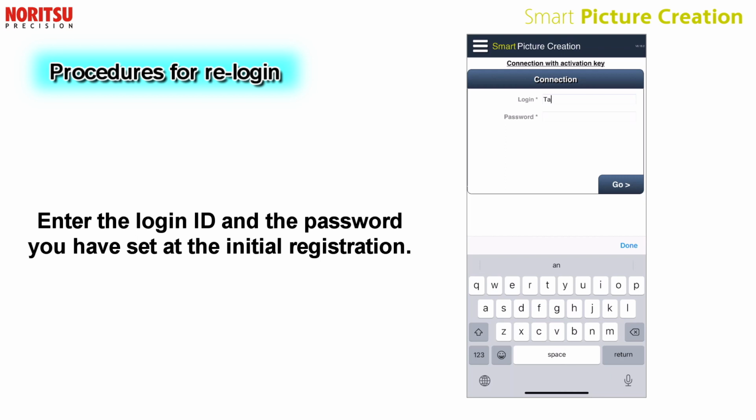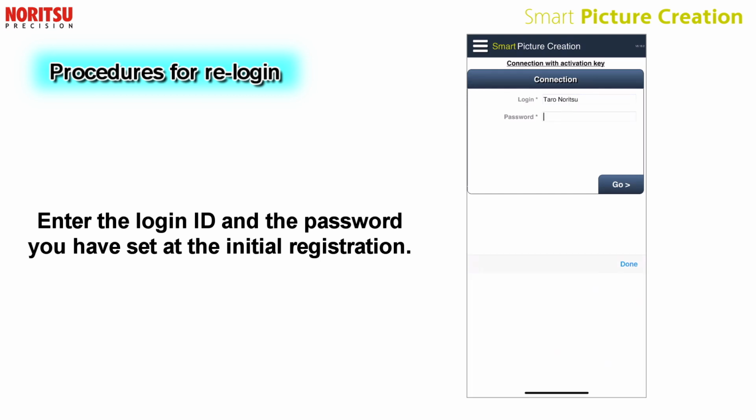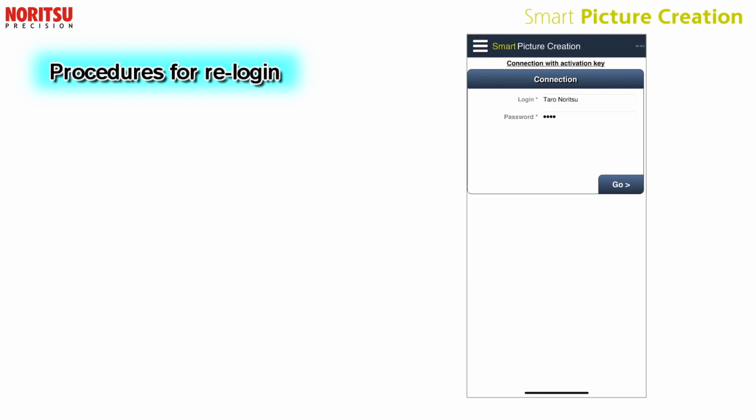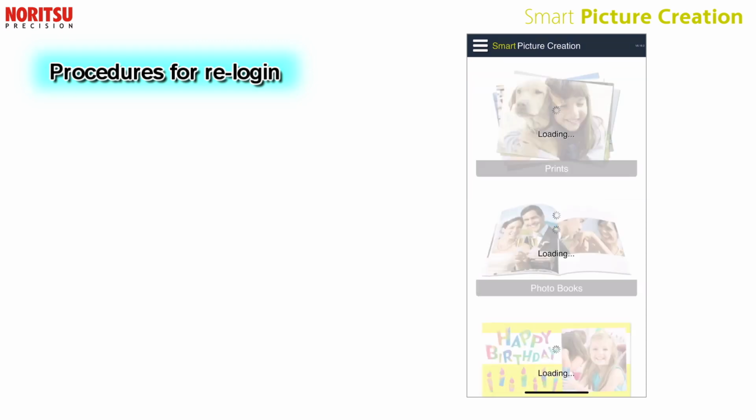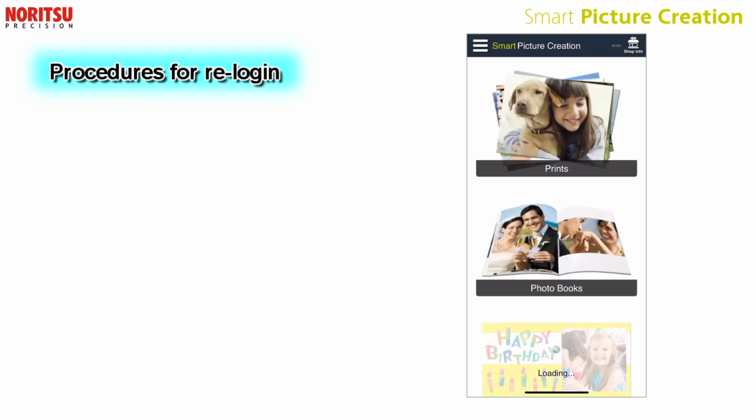Connection screen appears. Enter the login ID and the password you have set at the initial registration. By entering the login ID and the password, registered information such as your name, address, etc. is set without re-entering. After entering the information, tap Go. Procedures for re-login is now complete.